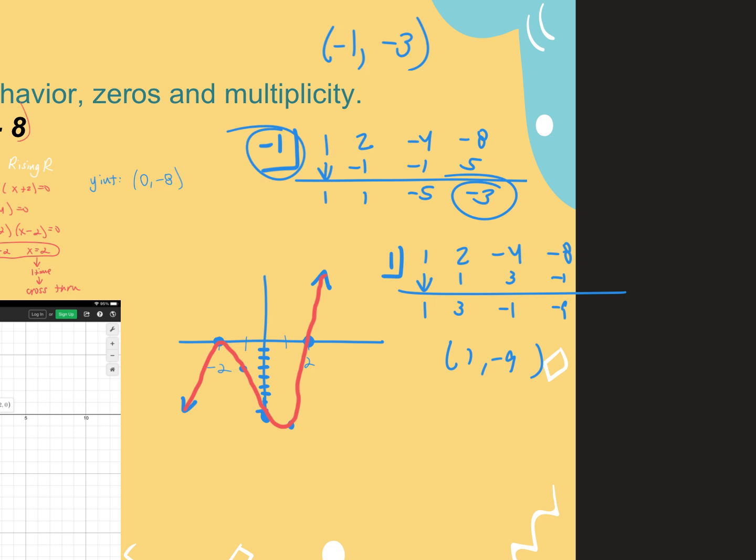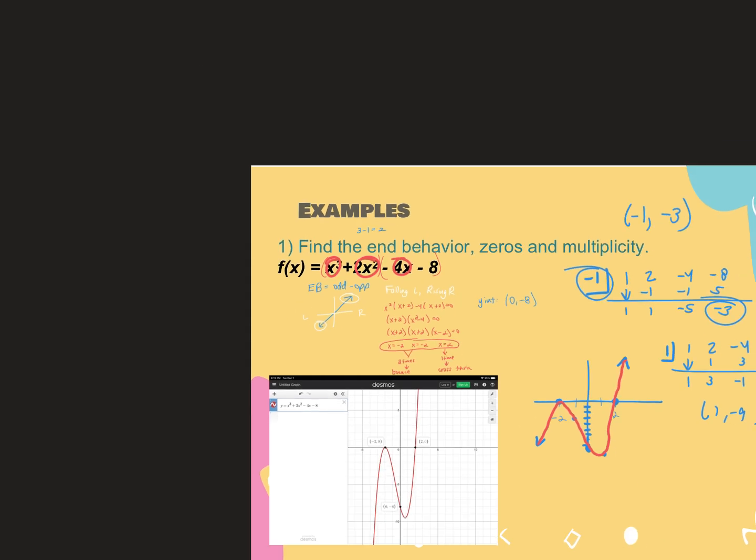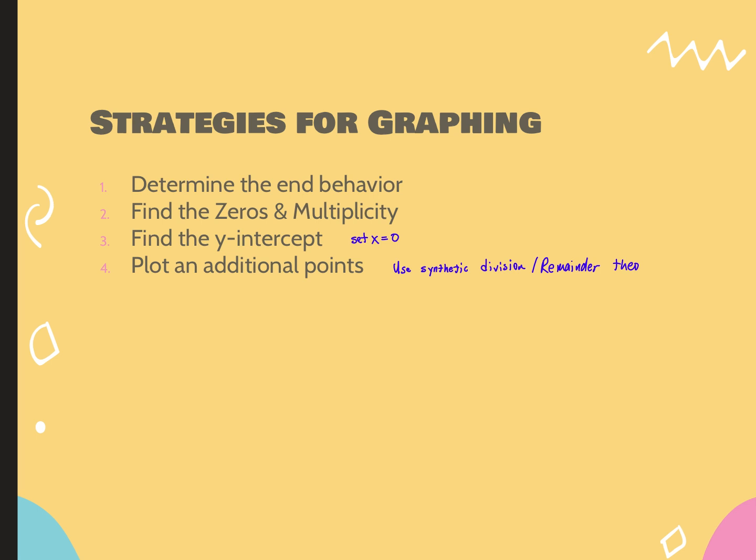Just plug in your original problem, plug in 0 for all your x's. It's always the constant. All right, so let's run these examples. Here are your strategies for graphing. These are some things you need to do.